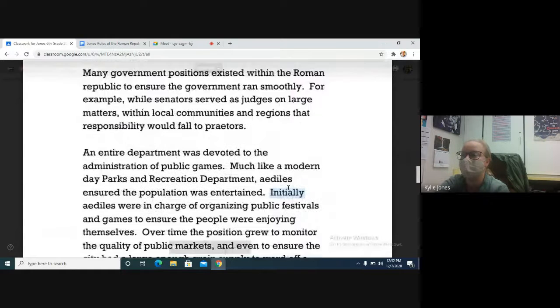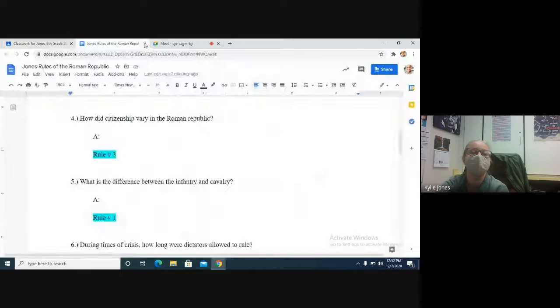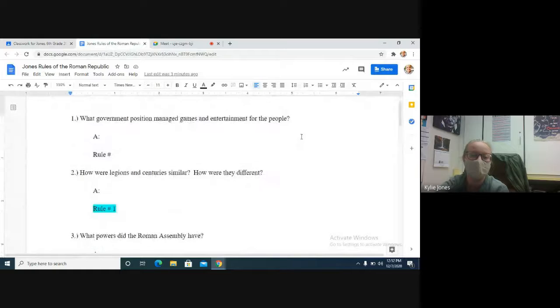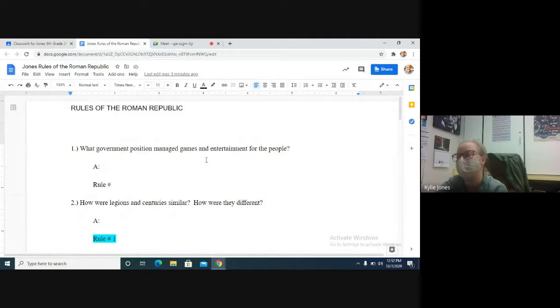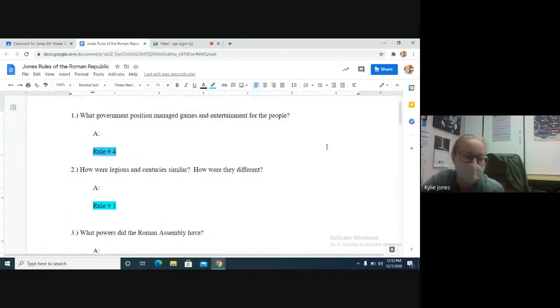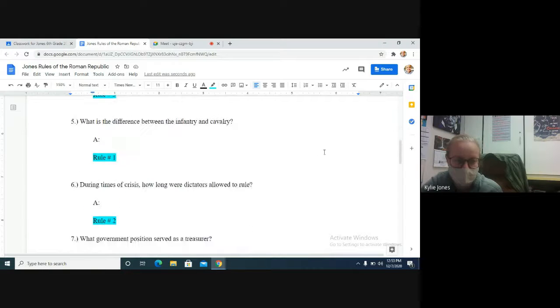So, let's go apply rule number 4 to some of these questions. Number 1 says, what government position managed games and entertainment for the people? Did we talk about that? Yeah, we did. Rule number 4. That one goes with rule number 4. Okay, so number 1, you're going to need to look in the paragraphs of rule number 4 to find your answer. We did number 2, 3, 4, 5, 6.